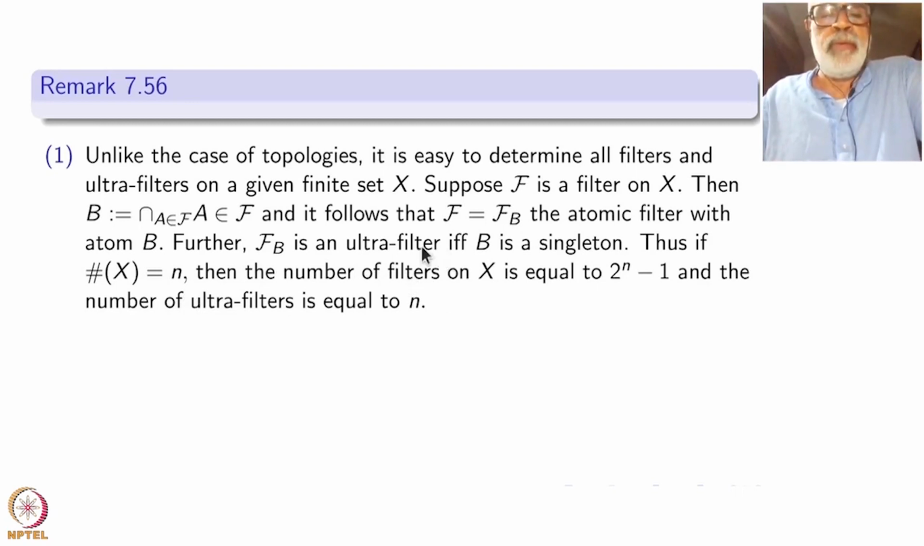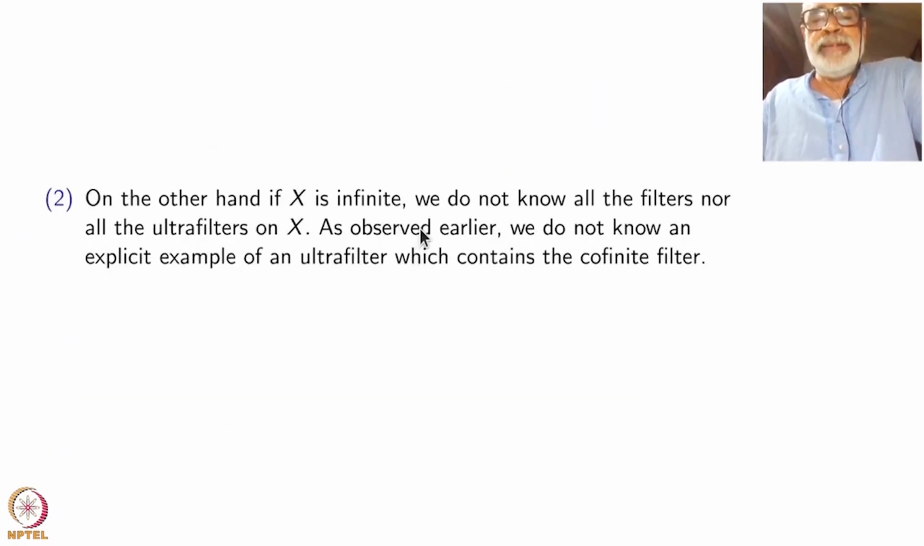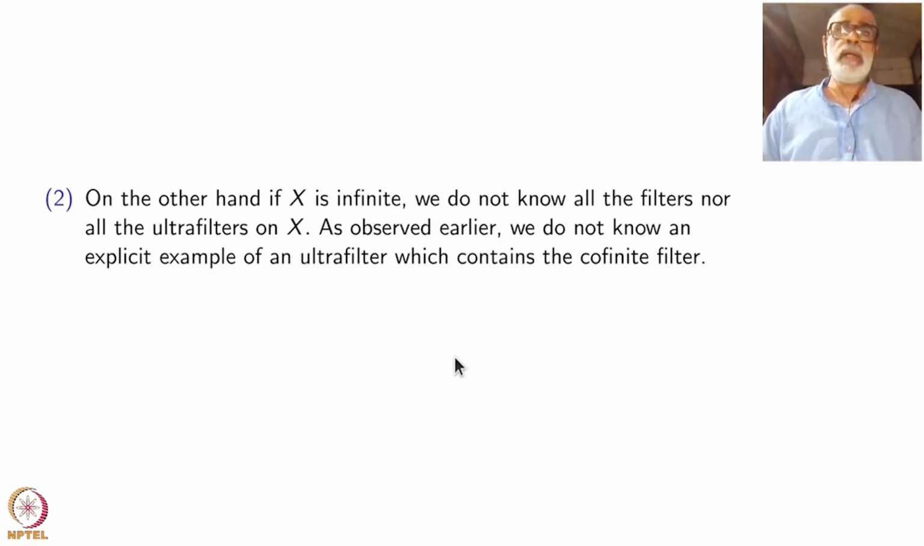Okay, so that is just for your flavor. I am myself not an expert in this kind of thing. I want to assure you that you can find many interesting questions here, but the answers will not be easy. On the other hand, if X is infinite, then the answer is much more difficult anyway. We do not know all the filters nor all the ultrafilters on a given set. Just take an infinite, in particular a countably infinite set, the natural numbers. Even there we don't know. As observed earlier, we do not know an explicit example of an ultrafilter which contains the cofinite filter on the set of natural numbers or any countable set.